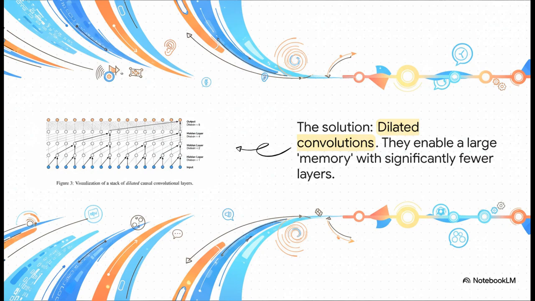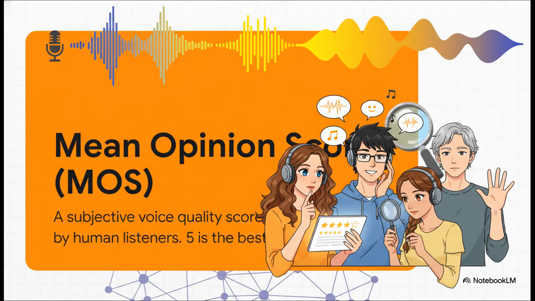Super efficient, super smart. So, with all this complex tech, how do you actually measure if a voice sounds good? It's pretty low tech, actually. They use what's called a mean opinion score, or MOS. Basically, you get a bunch of people, play them the audio, and ask them to rate how natural it sounds on a scale of 1 to 5.